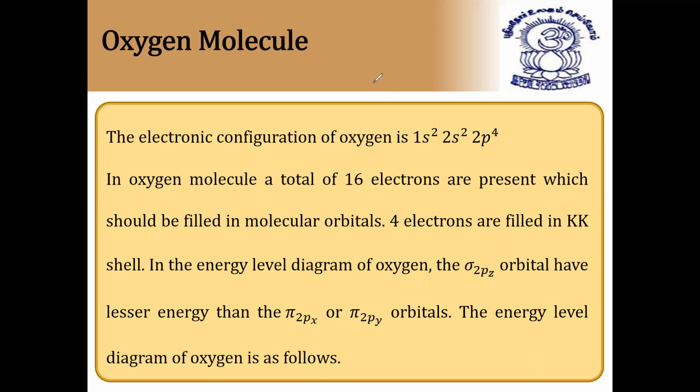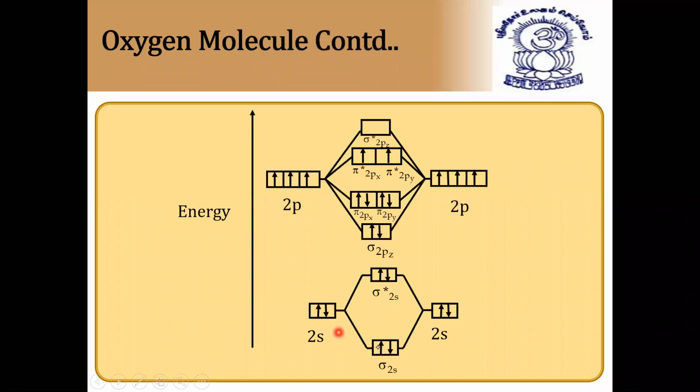So what is the energy level diagram of oxygen? You can see here: sigma 2s, sigma star 2s. Afterwards, we have sigma 2pz. Actually, before that, what we have is pi 2px, pi 2py up to nitrogen. But in the oxygen case, it is observed that sigma 2pz has lesser energy than pi 2px and pi 2py. So sigma 2pz will come first. After that, pi 2px, pi 2py, and pi star 2px1, pi star 2py1.